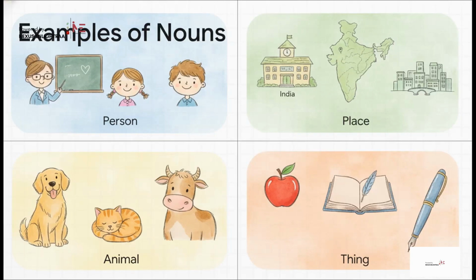And this brilliantly illustrates what we mean using words you see every single day. For a person, words like teacher, boy, and girl are all nouns. For a place, your school is a noun, our beautiful country India is a noun, and the city you live in is a noun. What about animals? Yep, dog, cat, and cow are all nouns. And things, that delicious apple you eat, the book you read, and the pen you write with. Yes, those are absolutely all nouns too.